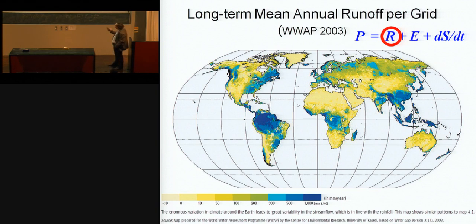And then depending on connection to the sea, connection to mountains, and so on, you have different rainfall patterns in different parts of the world that then also translate into quite a diverse discharge pattern.